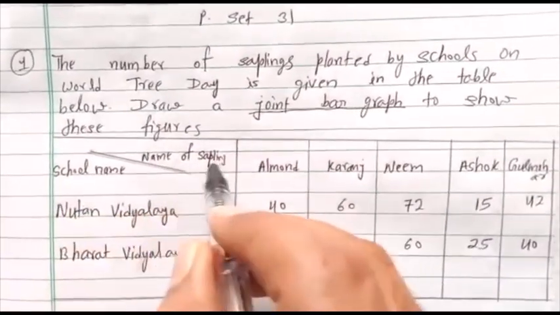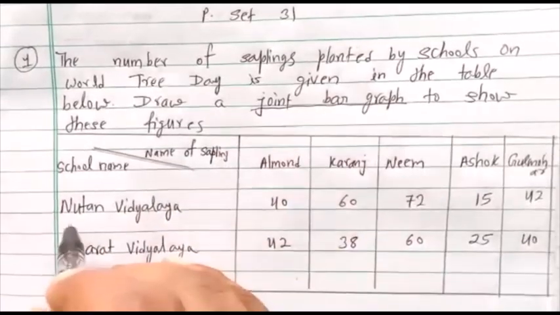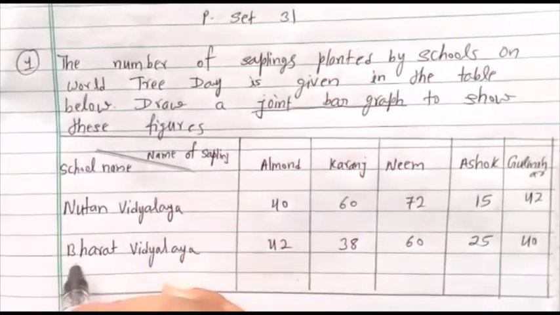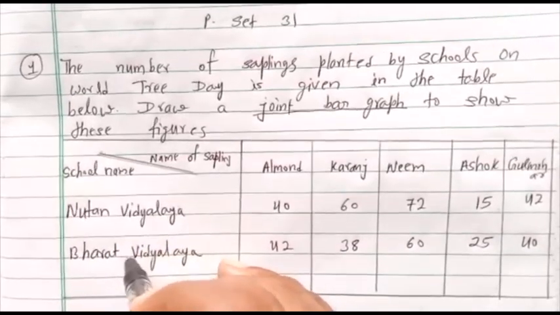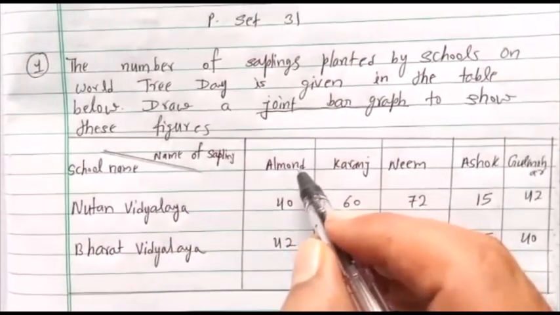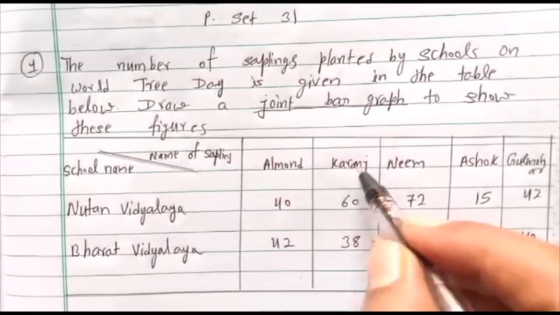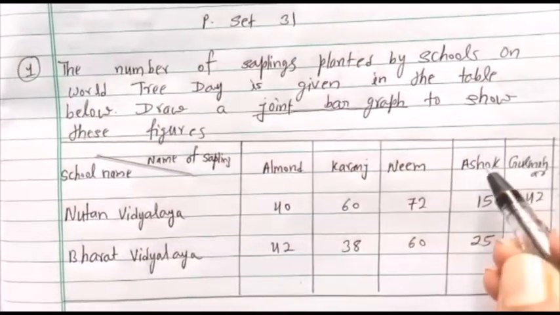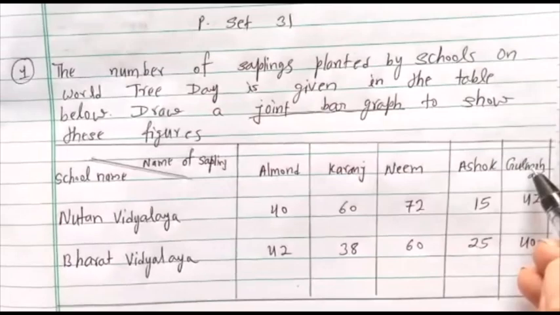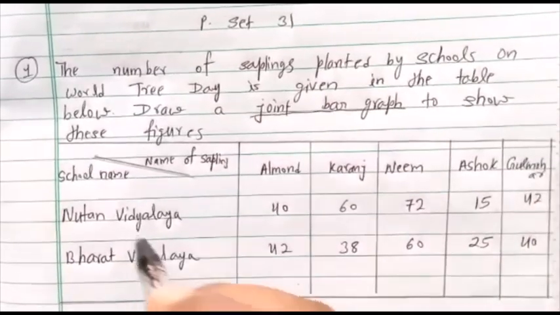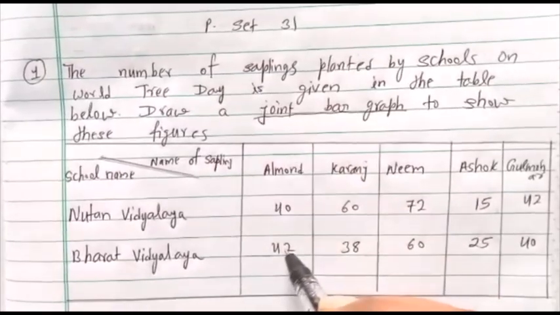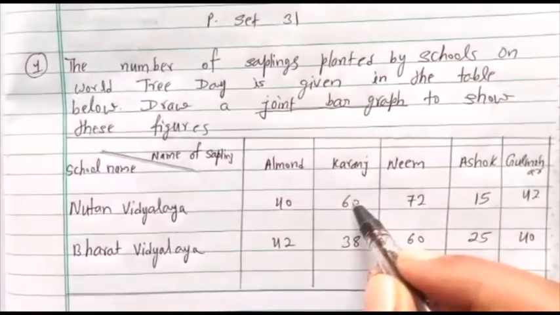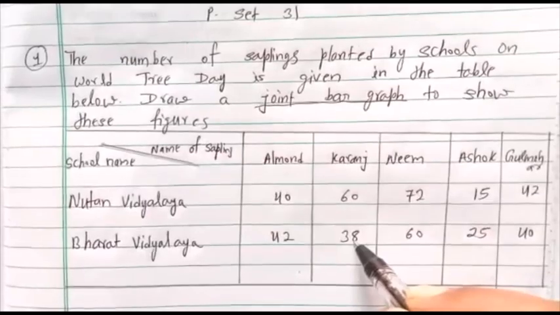Here the school names and the names of the saplings are given. So here are Nutan Vidyalaya and Bharat Vidyalaya. Two Vidyalayas are given. Now first almond trees, next currant tree, afterwards neem tree, Ashok tree and the Gulmohar tree. For Nutan Vidyalaya 40 is given, Bharat Vidyalaya is given 42. Now for currant, Nutan 60, here 38.